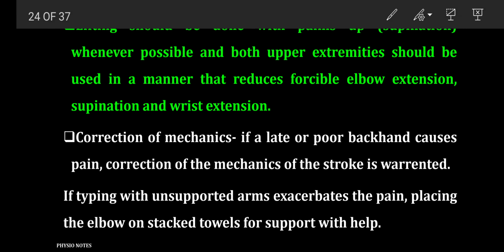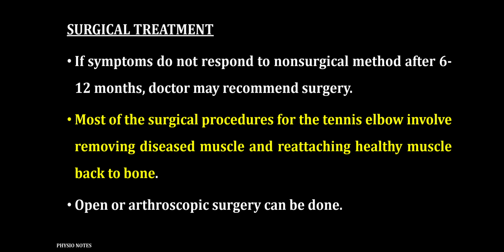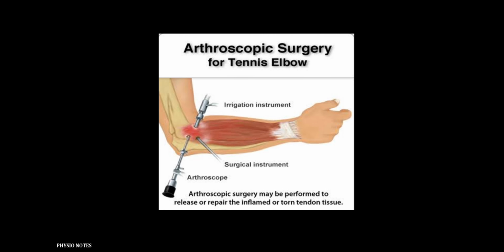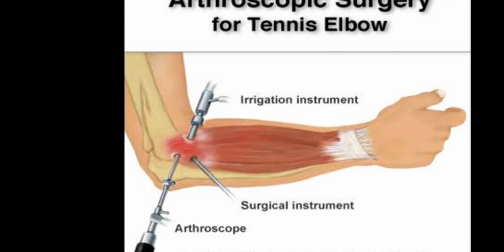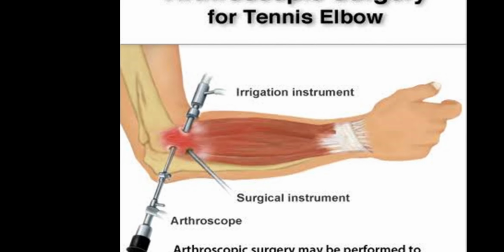Then we go for surgical management. Surgical management is done if the symptoms do not respond to the non-surgical methods after 6 to 12 months or more, and we will recommend surgery. It can be managed either openly or arthroscopically. Here we remove the diseased muscle and reattach the healthy muscle back to the bone. This picture shows the arthroscopic repair of the elbow for the tennis elbow condition.